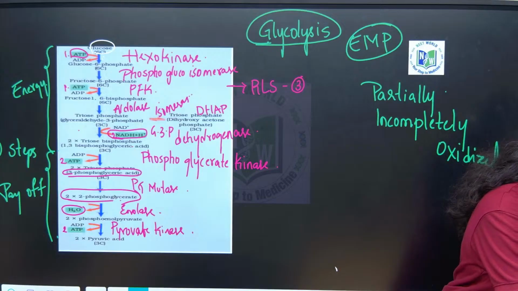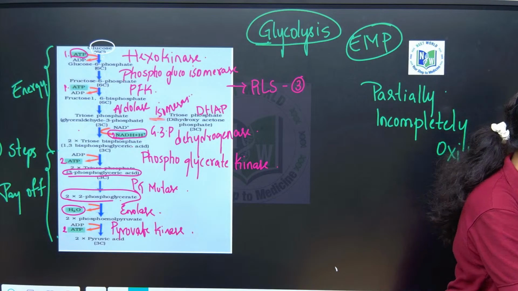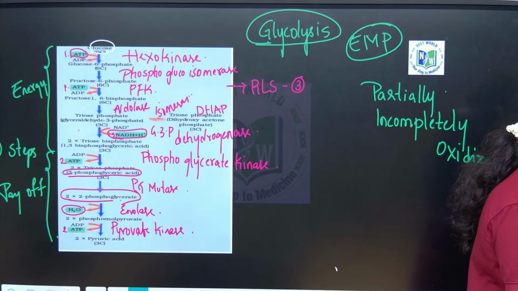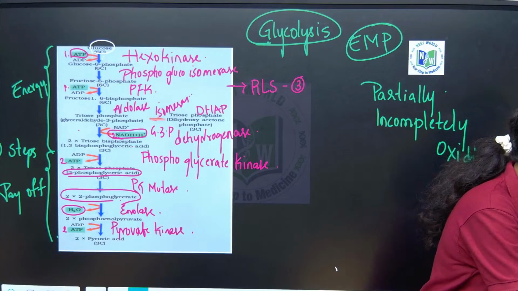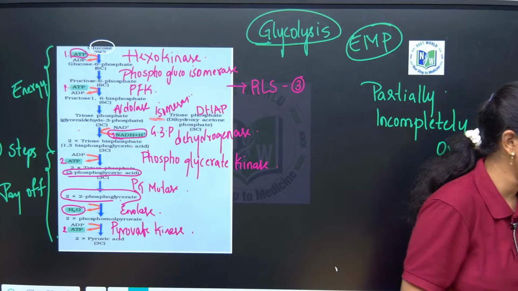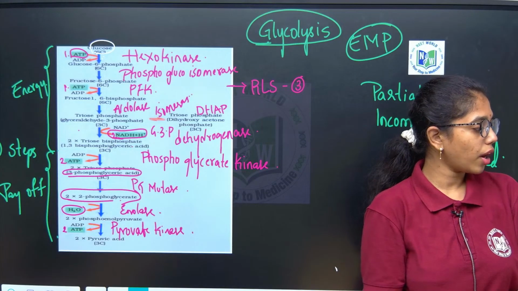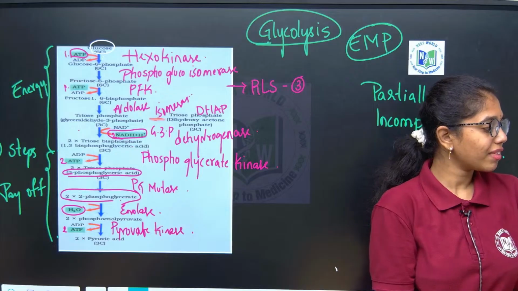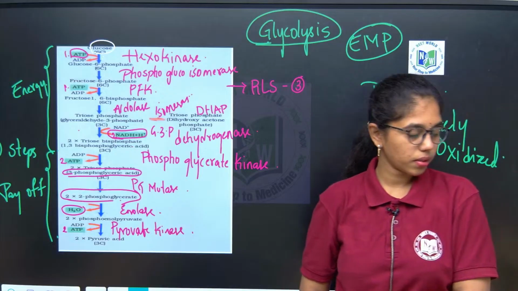Shuttle systems I will be explaining to you when I am teaching ETS. Malate aspartate shuttle system and glycerol 3-phosphate shuttle system I will be explaining to you when I am telling you the electron transport chain. Okay. As of now, focus on glycolysis.